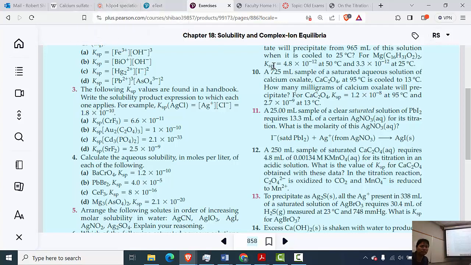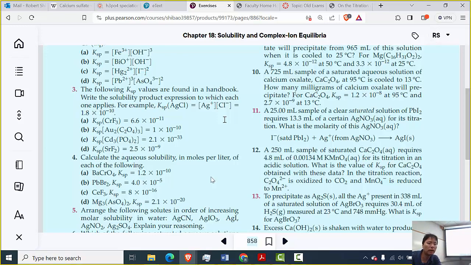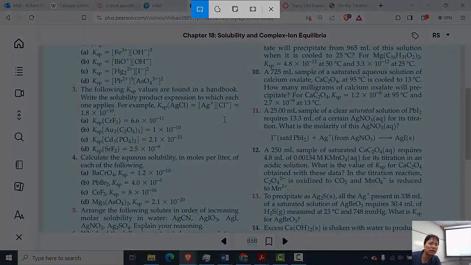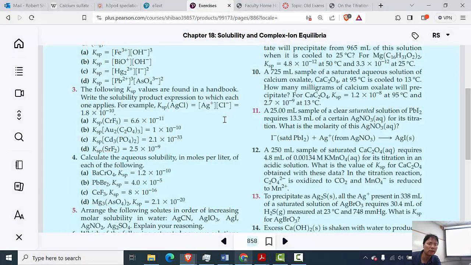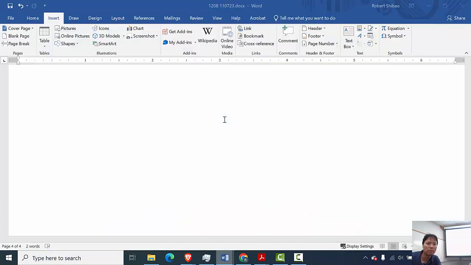We'll take a look at some of these here. The solubility expression is going to depend on how it splits up, and we have to be careful because of the way solubility and Ksp are related. So, Ksp and solubility.